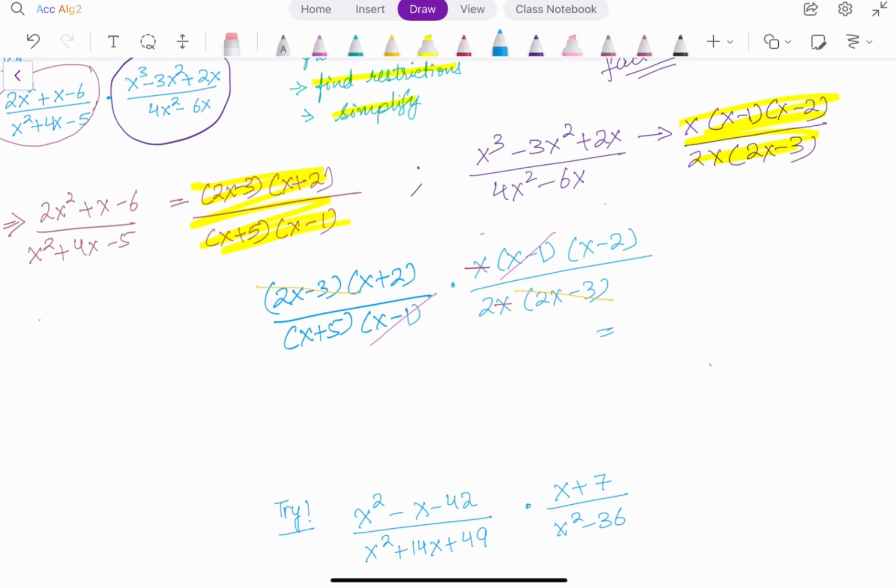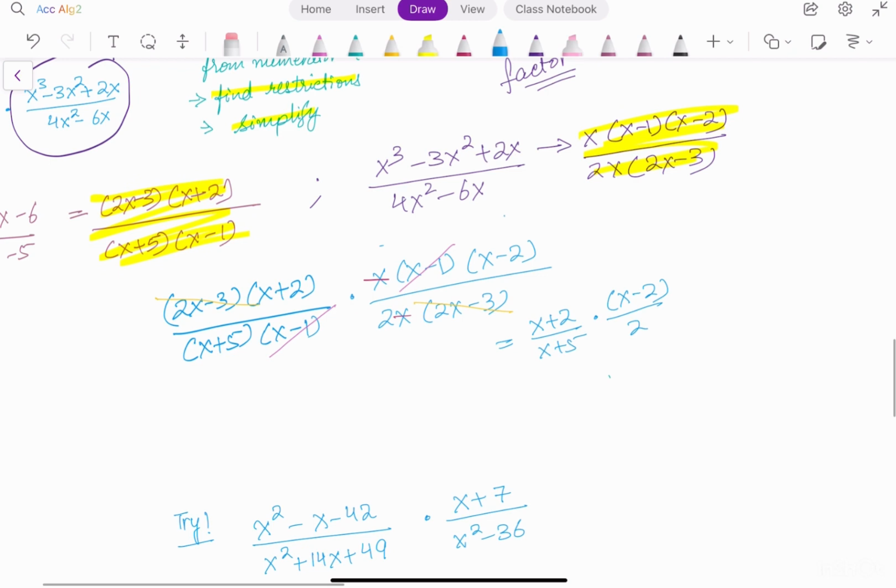Let's rewrite. So x plus 2, x plus 5 times x minus 2 over 2. And I can simplify it further, provided x cannot be 3/2. Why did I write 3/2? Or x cannot be equal to 1, or x cannot be equal to 0?